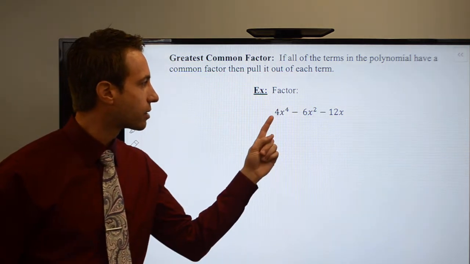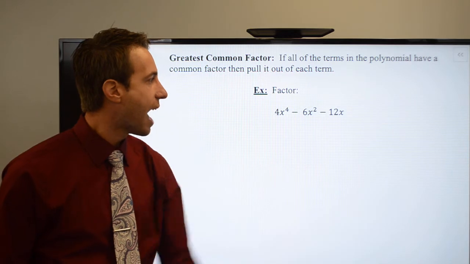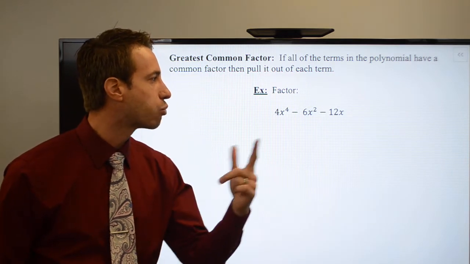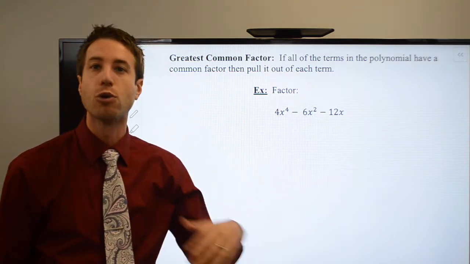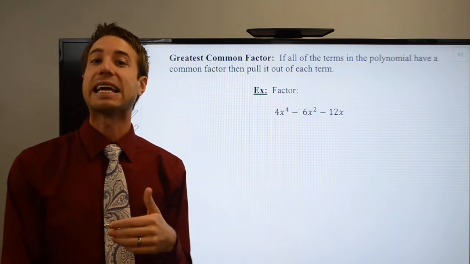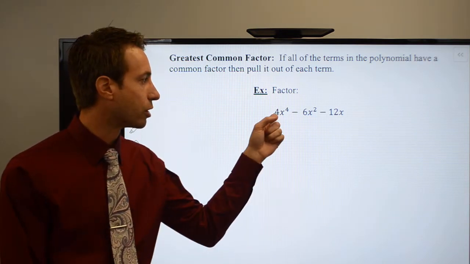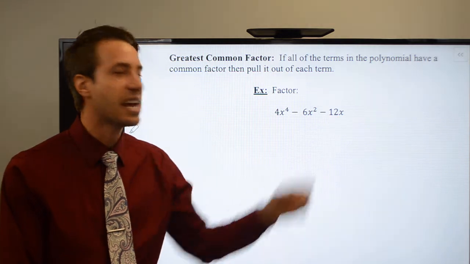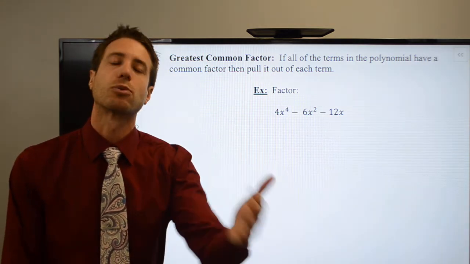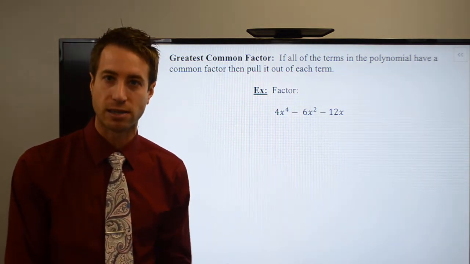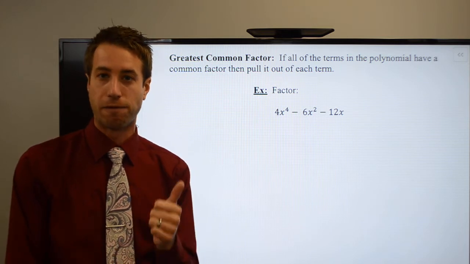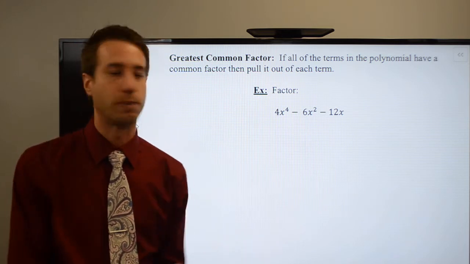So I go ahead and take a look at this: 4x to the 4th, 6x squared, and 12x. What I quickly recognize is that from all of those constants I can pull out a 2. I can pull a 2 out of 4, out of the 6, and out of the 12. So I'm going to factor a 2 out of all of my constants. That is the GCF of 4, 6, and 12. 2 would be their GCF.